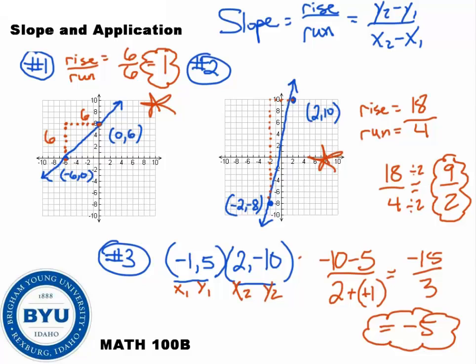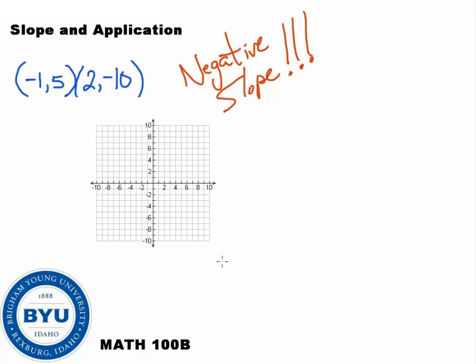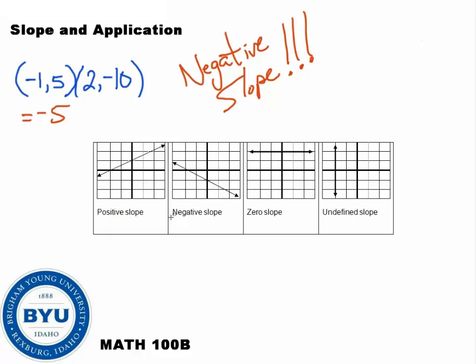Let's take a look. Okay, so we're taking a look at negative slope. Now we found out that this line had a slope of negative 5. Let's look at what it looks like. If I graph this, it'd be negative 1 and up 5, and 2, negative 10. So notice that this line goes, wow, I'm bad at drawing lines. This line goes down from left to right. So how we want to remember it is that as a line goes up from left to right, then it has positive slope. If it's going down from left to right, then that's an example of negative slope.